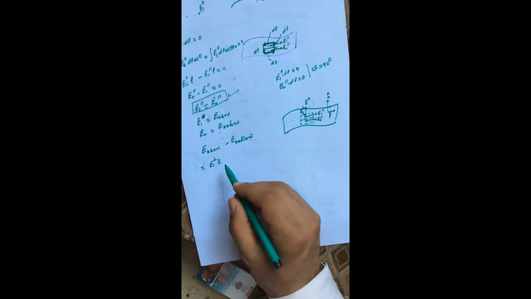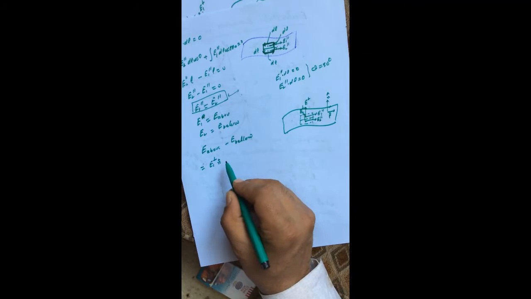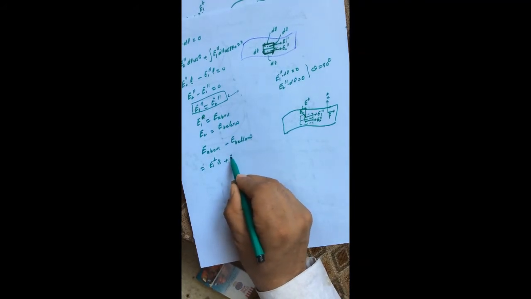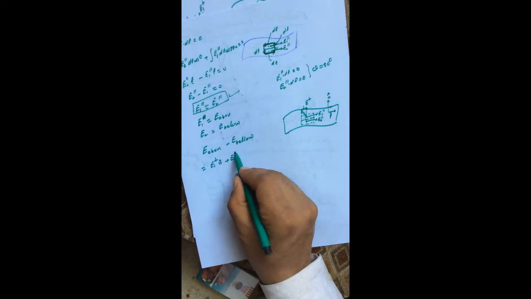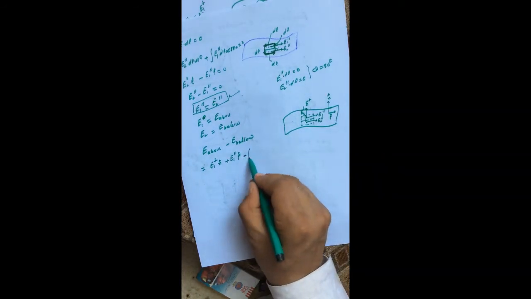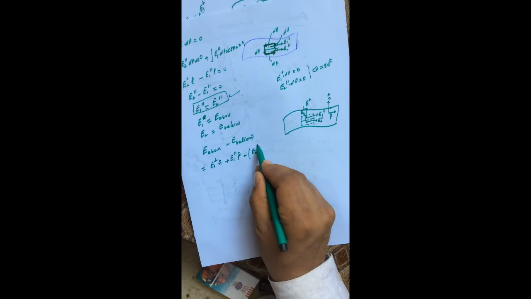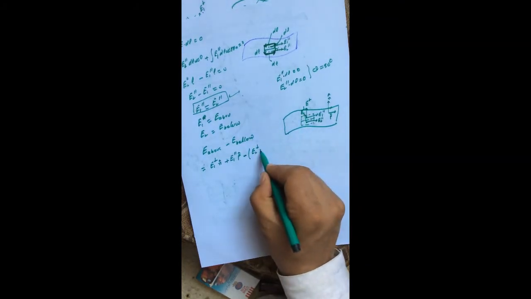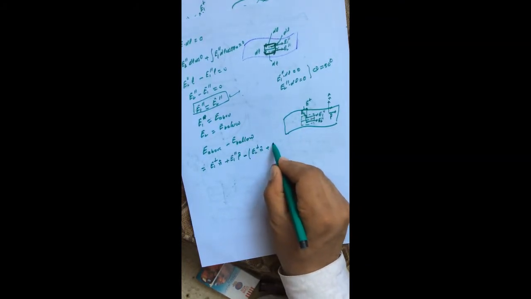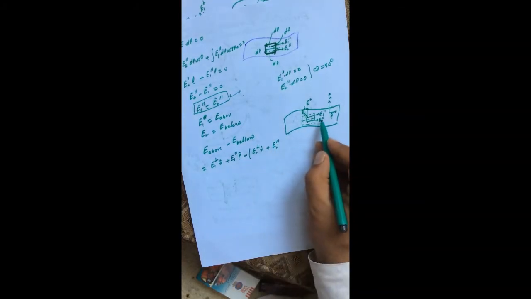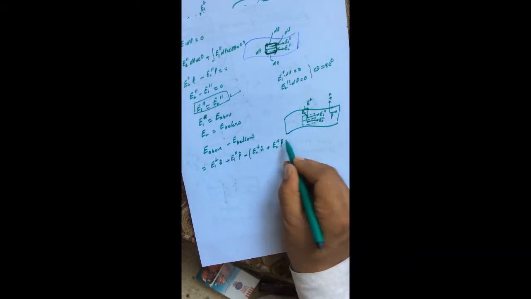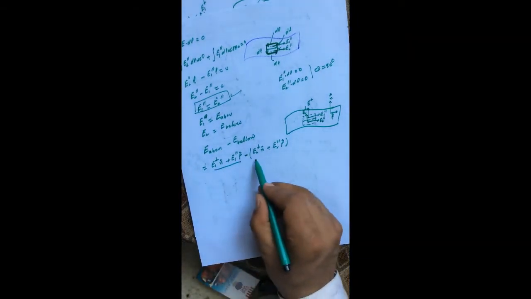Now plus E1 parallel above times its direction, which is parallel to the surface, minus E2 perpendicular, its direction is upward, plus E2 parallel, its direction is parallel to the surface. So this is the electric field above the surface and this is the electric field below the surface.